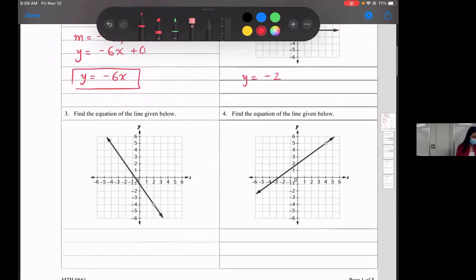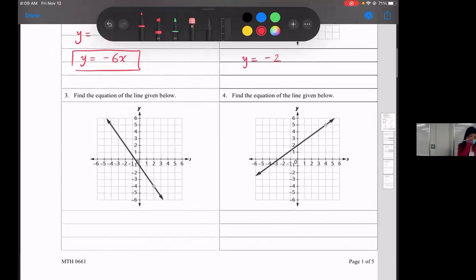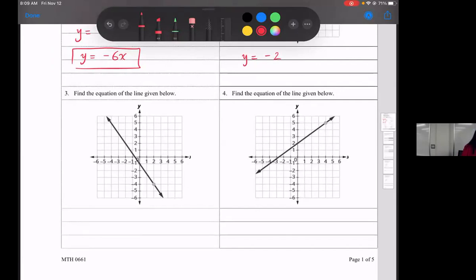All right, find the equation of the line below. Well, this one, right off the bat, what is the y-intercept? Yeah, (0, -1), right? So this point right here is (0, -1). So therefore, b is -1. Now I need to find the slope.